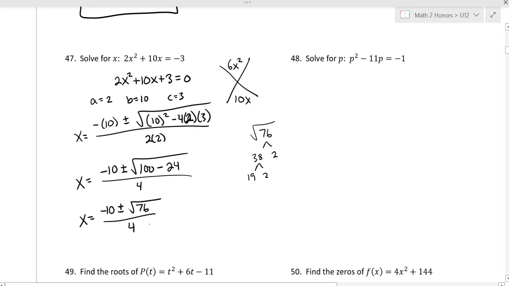And so this can be changed to negative 10 plus or minus 2 square root of 19, because I got two 2's, all over 4. And then we reduce our fraction to negative 5 plus or minus 1 square root of 19 over 2.